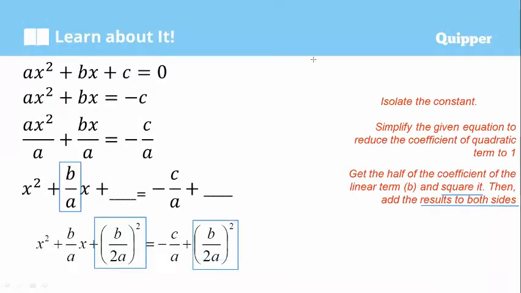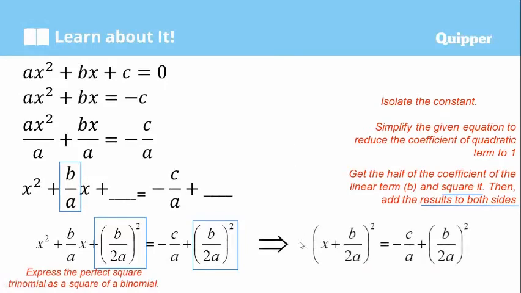Then we apply the next step. We express the perfect square trinomial as a square of a binomial. With this, we have x plus b over 2a squared equals negative c over a plus b over 2a squared. So this is the whole process in completing the square. Let's try it with our examples.